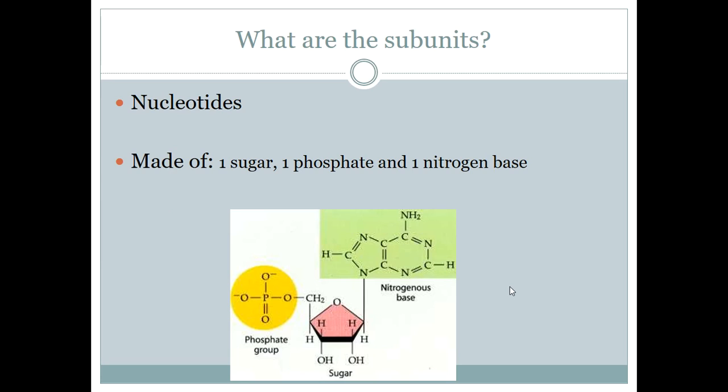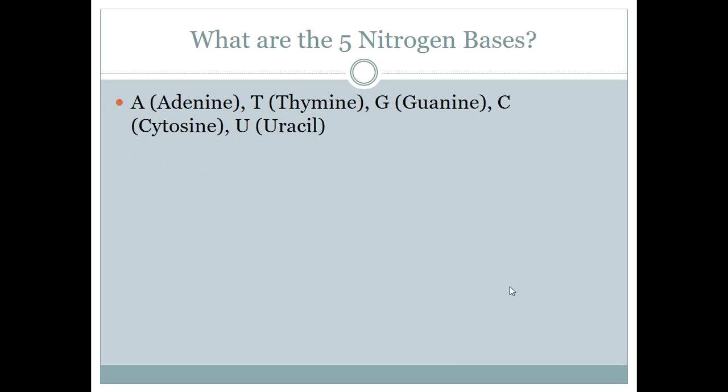So the subunit or the monomer of a nucleic acid is a nucleotide. It's kind of easy to get those two switched up since they sound so similar, but a nucleotide makes up nucleic acids. There are three parts of a nucleotide that you will need to know. A nucleotide is made up of a sugar, a phosphate group, and a nitrogenous base.